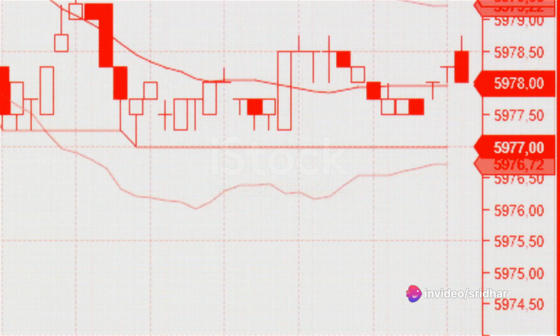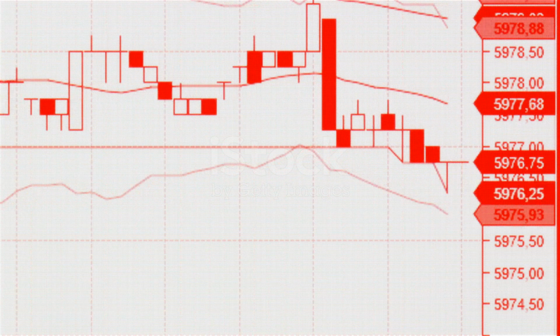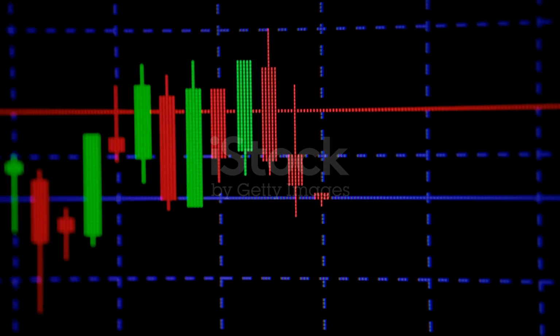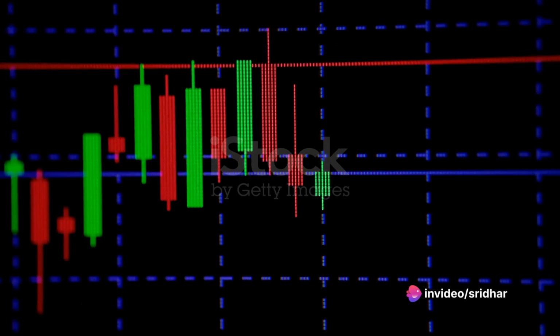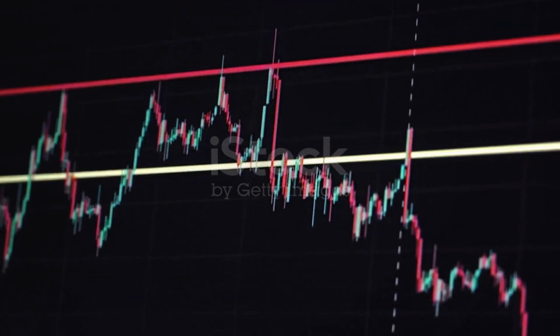Now let's get to the fun part, using your moving averages to identify trends and potential entry and exit points. If the price is above the moving average, that's a bullish signal. It suggests an uptrend and might be a good time to buy. If the price is below the moving average, that's a bearish signal. It indicates a downtrend and might be a good time to sell.